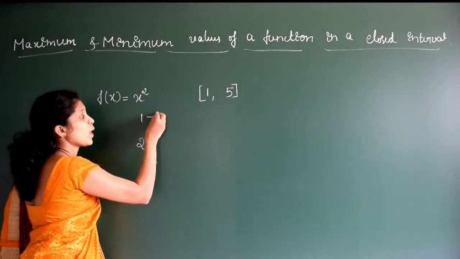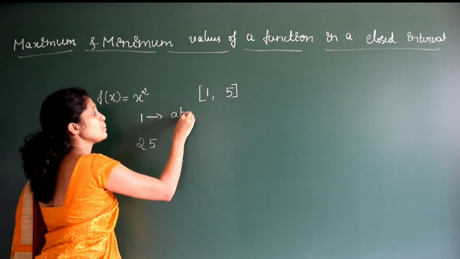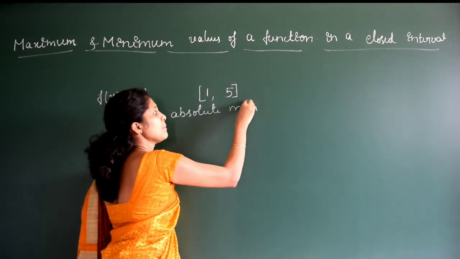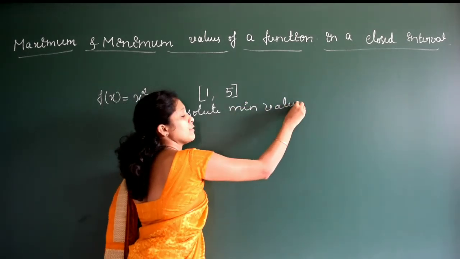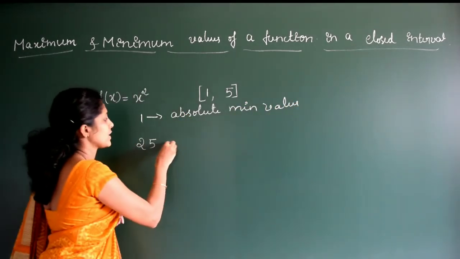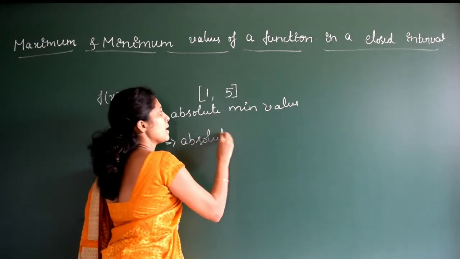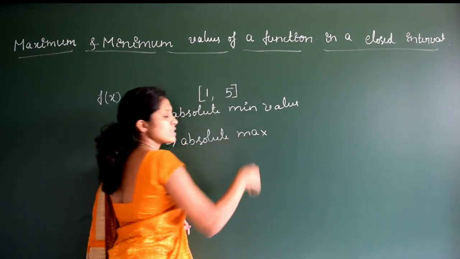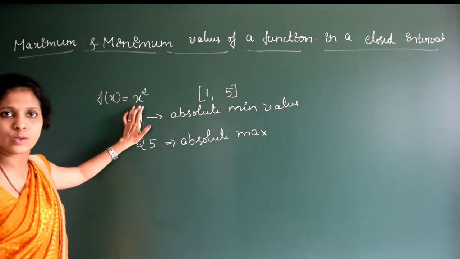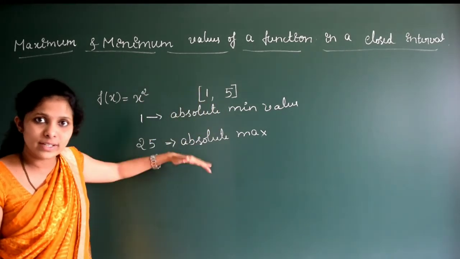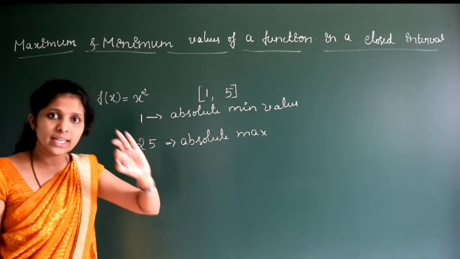Here the value 1 is called the absolute minimum value, and the value 25 is called the absolute maximum value. See, here the function is f of x is equal to x square, so we can find it easily, right? For some functions we cannot write it directly like this, so there is a method.